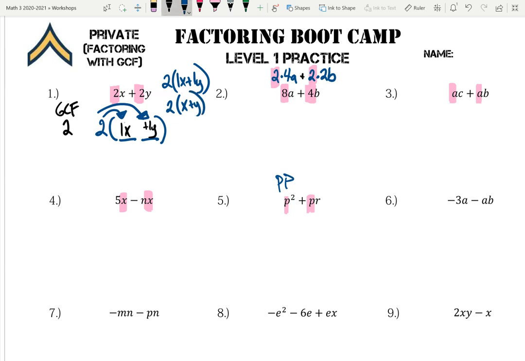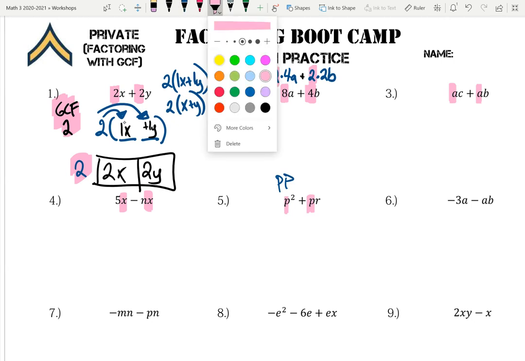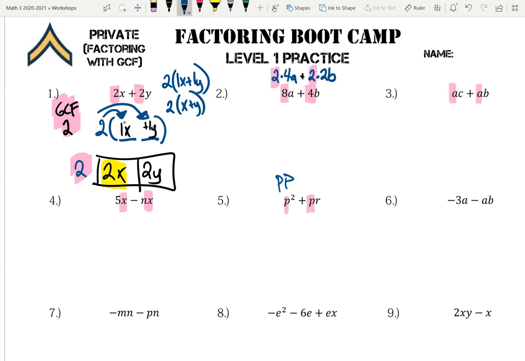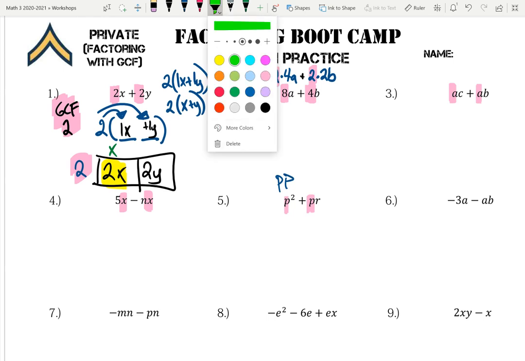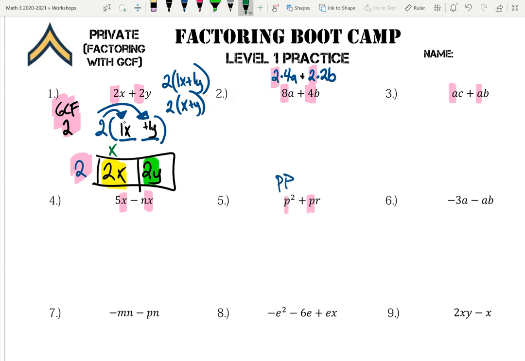However, I do want to show you that you can also use an area model, where my terms, 2x and 2y, are what I get. What number do they have in common? What's the GCF? 2. Now you ask yourself, 2 times what is 2x? x. 2 times what results in 2y? y. Either way, I get x plus y.